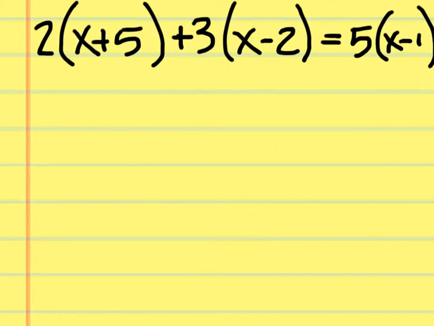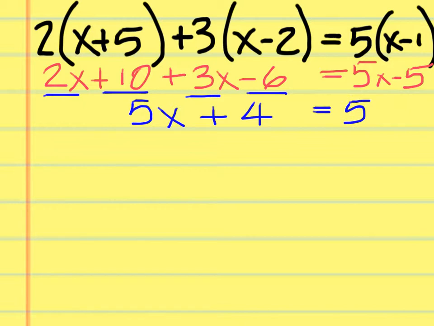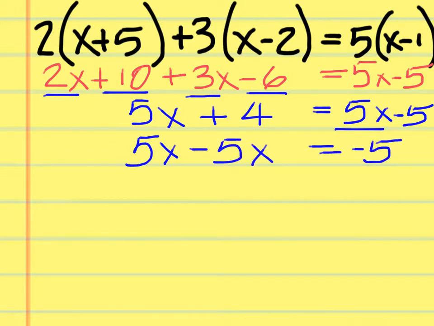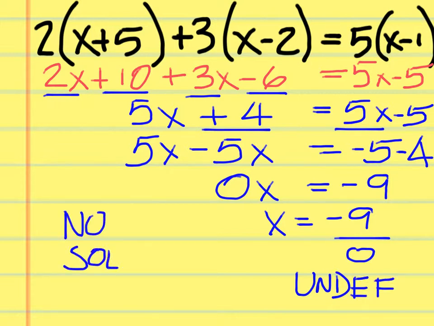Let's distribute on both sides to begin with, and we'll get 2x plus 10 and then plus 3x minus 6 equals 5x minus 5. On the left, 2x and 3x is 5x. 10 minus 6 is 4. On the right, it just stays the same. So keep this 5x, but move this one over with it. Change the sign. Keep the negative 5 on the right and move this 4 over. Make it minus 4. You get 0x equals negative 9. If you divide negative 9 by 0, you get an answer of undefined, or you could also put no solution.